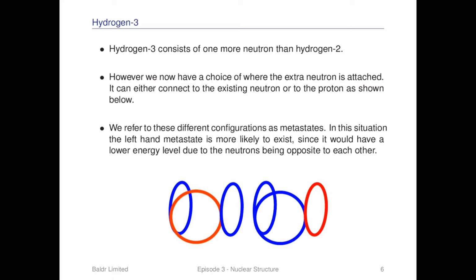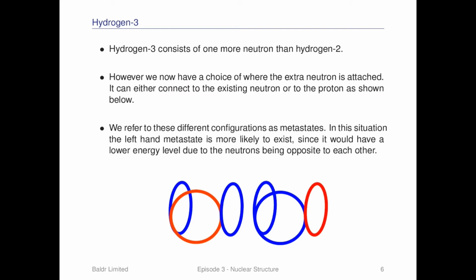Now these two different options are what we refer to as metastates, and in the case of hydrogen 3 there are two of these metastates. However, in the left hand diagram we observe that these two neutrons are facing each other, which we refer to as paired. This pairing of particles, in the case of the neutrons, implies that the left hand diagram exists at a lower energy level compared to the right hand structure. Thus the left hand structure is the one more likely to exist in nature.